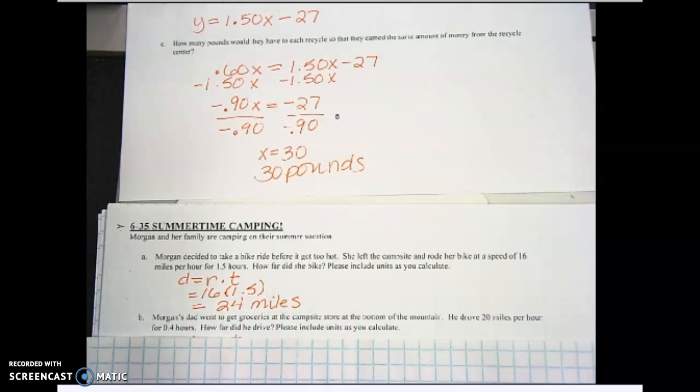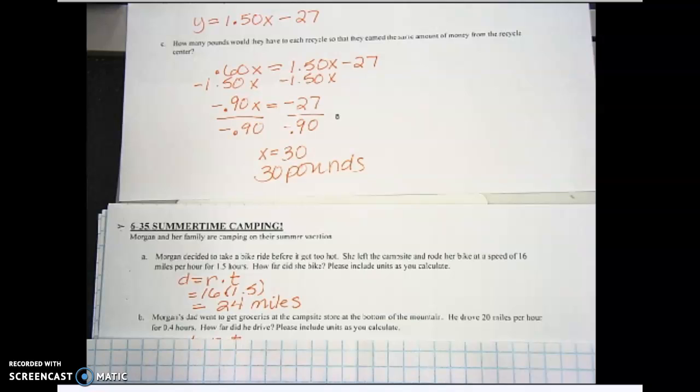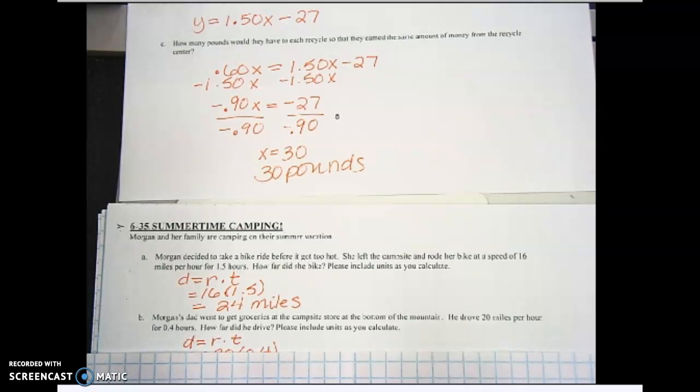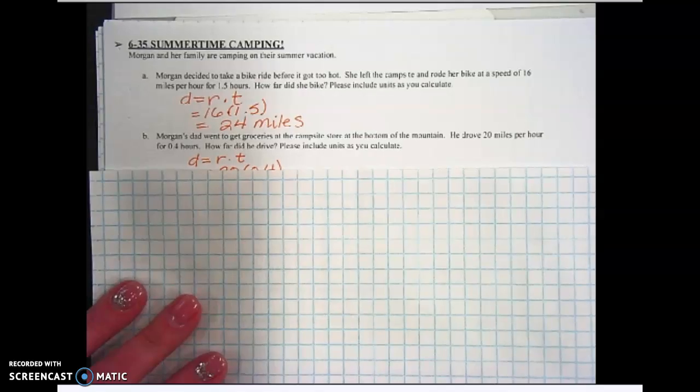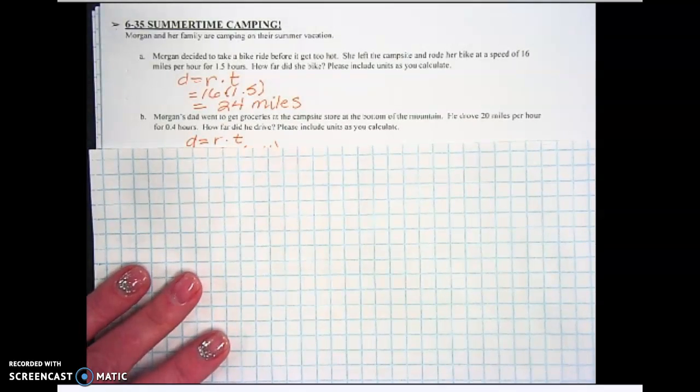Part B. Morgan's dad went to get groceries at the campsite store at the bottom of the mountain. He drove 20 miles per hour for 0.4 hours. How far did he drive? Please include units as you calculate. So we're going to use DRT again. Distance equals rate times time. And we're going to figure out where to plug in.